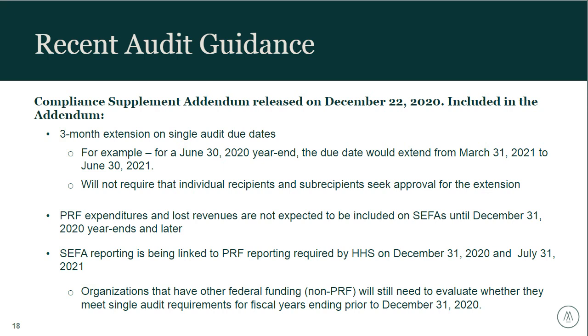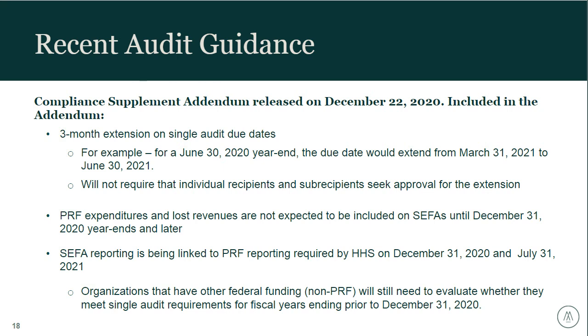Another big change that had happened, and I think we had covered this very briefly last time, is that based on some of the early information HHS was seeing and questions being asked, they decided that the provider relief fund expenditures, or really the spending of those funds, would not be considered as expenditures to be reported on the schedule of expenditures of federal awards until the December 31, 2020 year ends and then going forward. So the 12/31 year ends, the providers are really expected to be the first of the entities to potentially experience a single audit, as we'll talk about in a minute.